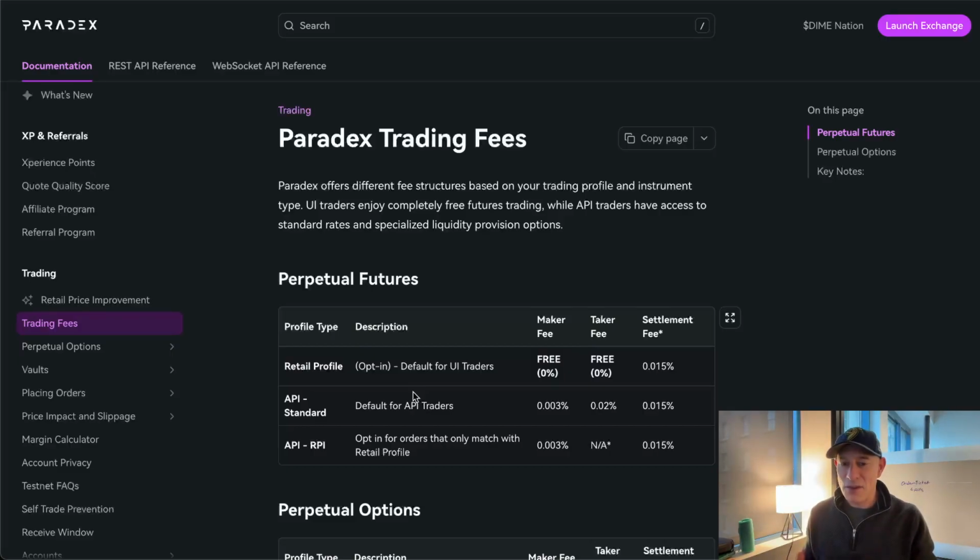Now, they've slowly been changing this, and they introduced a new order type as well. So for standard API traders now, it actually is going to cost a third of a basis point for adding an order to the order book, and then it's going to cost 2 basis points for a market order. Now, they have introduced this new order type called RPI, which stands for Retail Price Improvement.